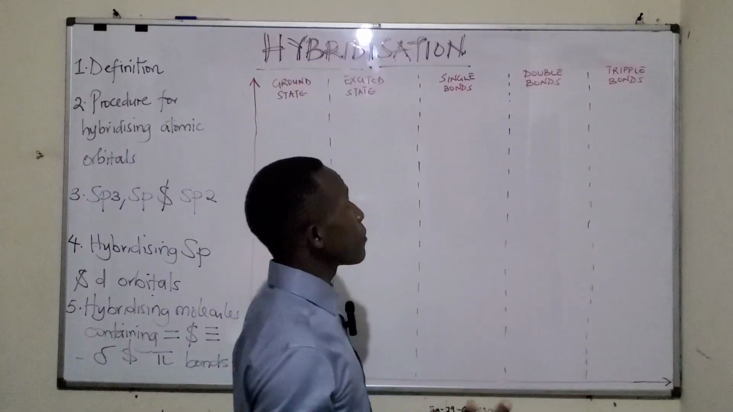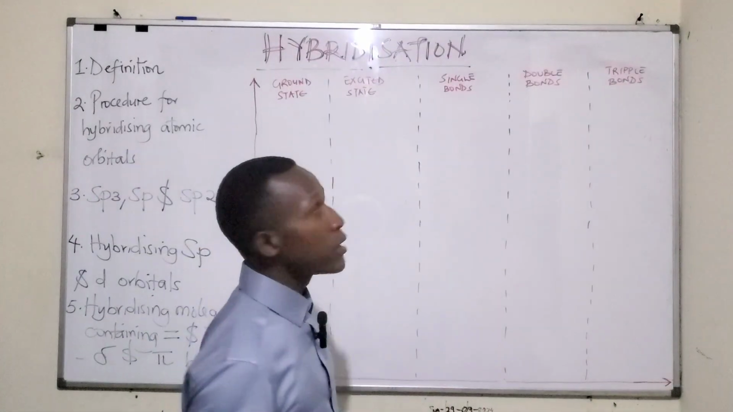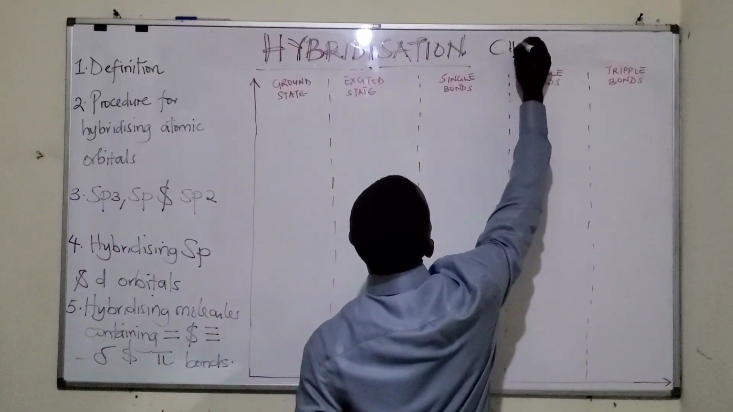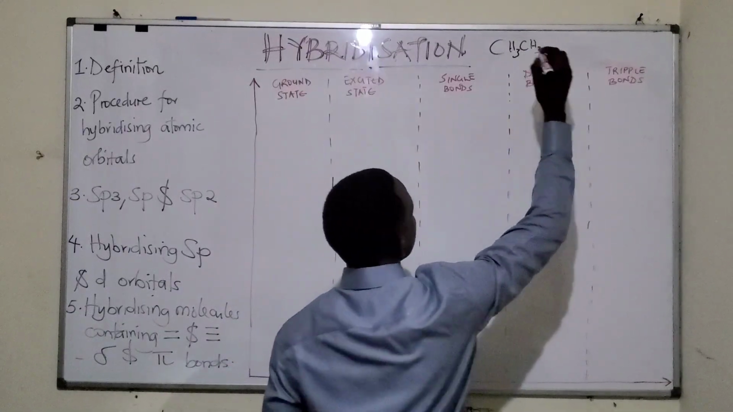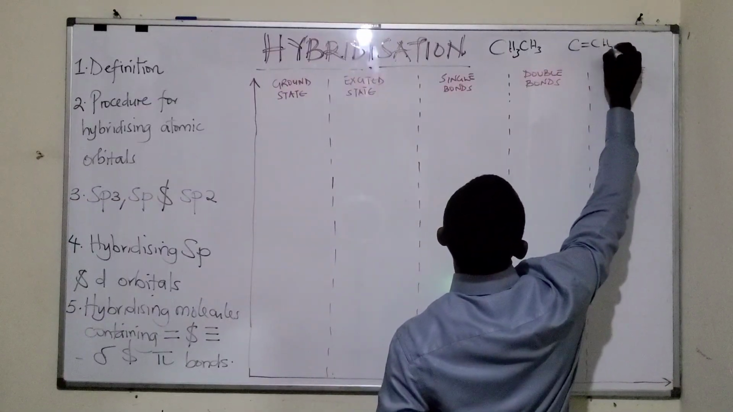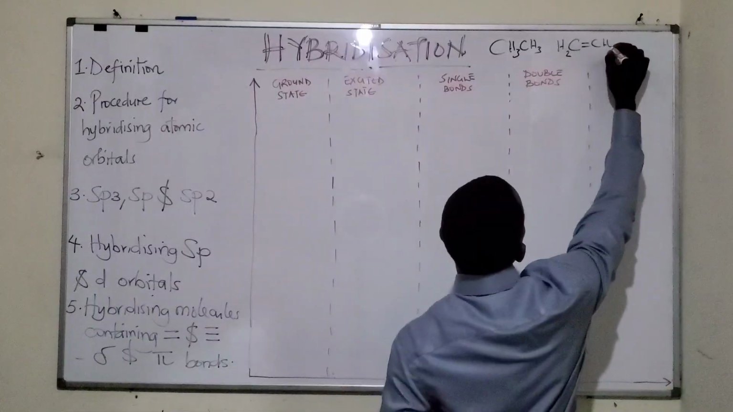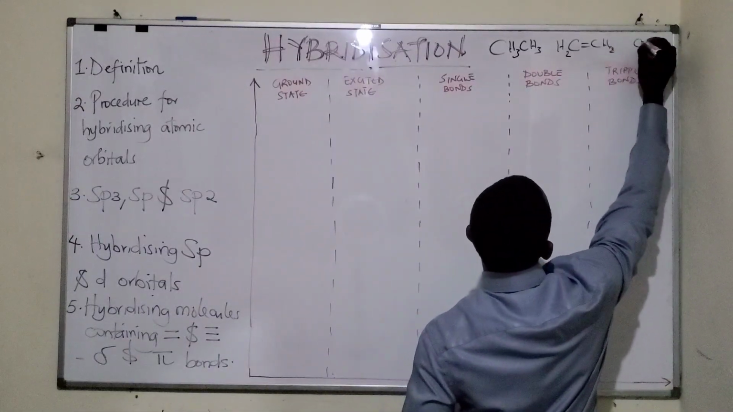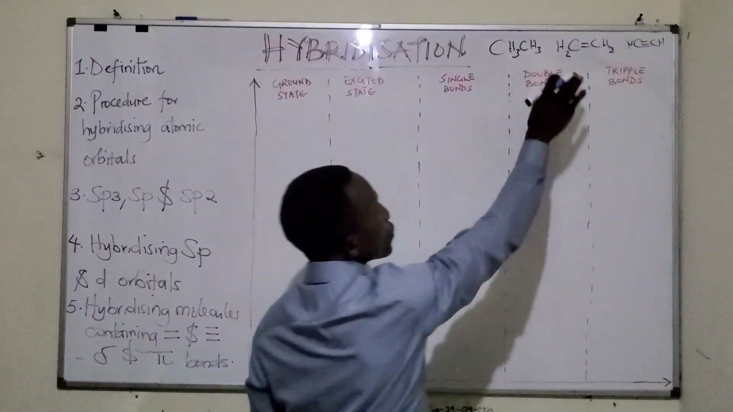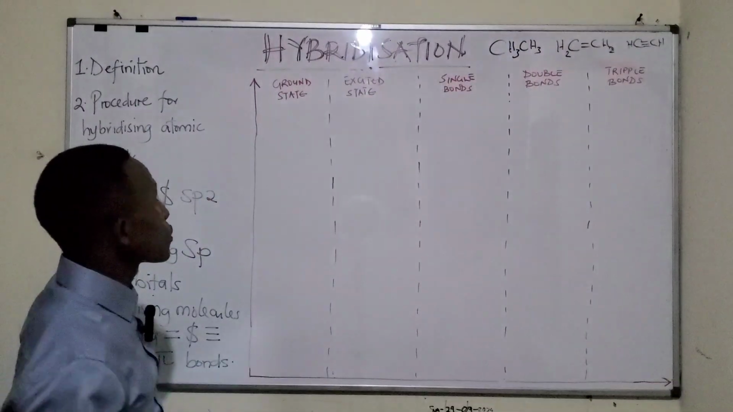For hybridizing molecules containing double and triple bonds, I'm going to use the example of ethene and ethyne. But before ethene and ethyne, we are going to do ethane to see how ethene and ethyne come in. So ethane is CH3, CH3. Then ethene is this, with a double bond. Then in ethyne, we have a triple bond. So we are going to use these three examples to see what happens in hybridization.